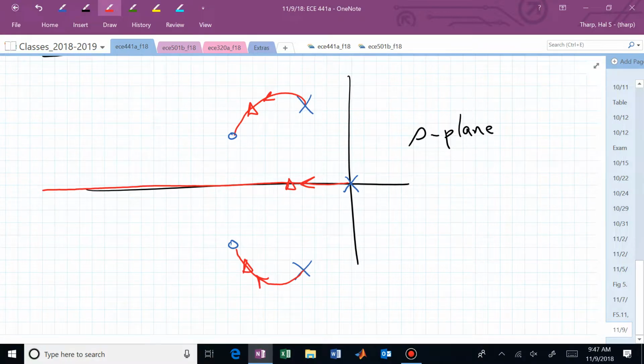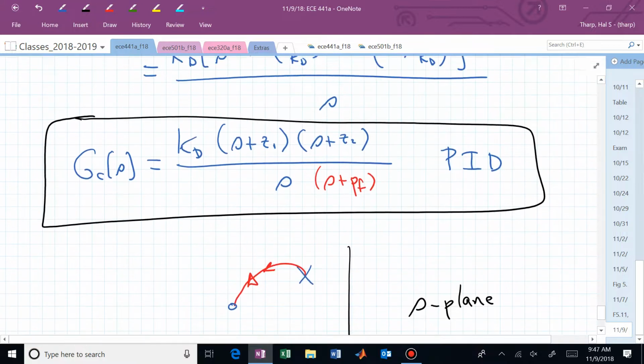Where did the 90-degree asymptote go? Where did it go? Can we find the 90-degree asymptotes? We're kind of cheating, aren't we? We're cheating because we started with a pole zero excess of 2, and now we have a pole zero excess of 1. Why? Because we've agreed to forget that red S plus P sub F factor.